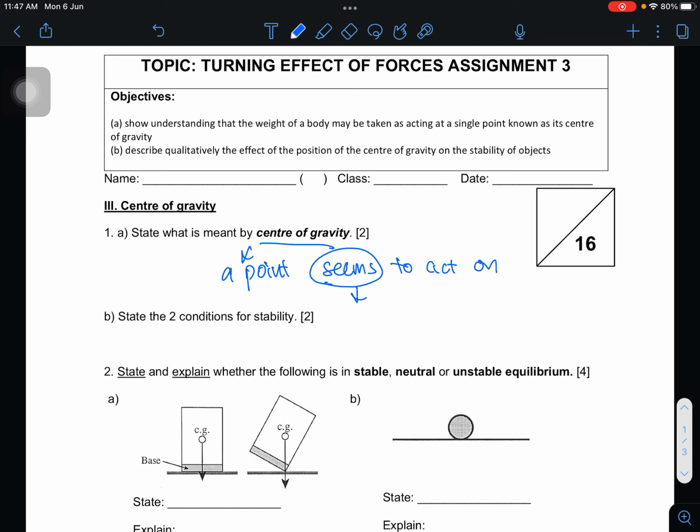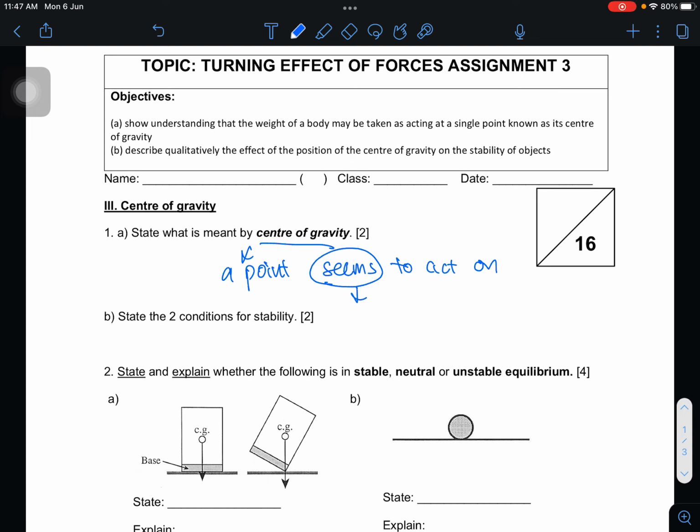Now take note of one thing about the center of gravity: the CG can be a point that is lying outside the body. It does not have to be lying within the body itself. So this is another abstract part of this definition.